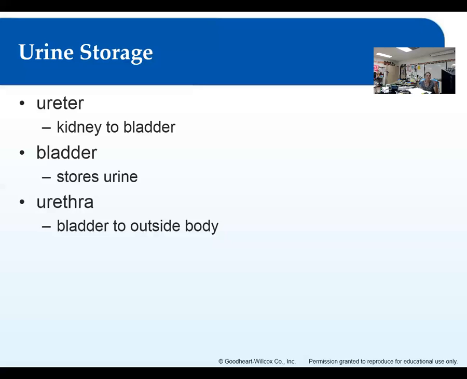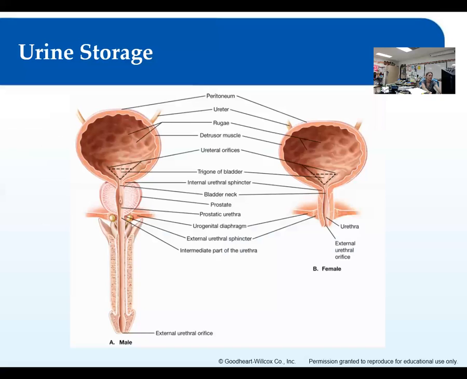There's 3 openings in the bladder. You have 2 ureteric, it sounds weird, orifices. That's where the 2 ureters empty into the bladder. And then you have a urethral opening at the bottom of the bladder. That's for expelling urine. And there's a picture. So these 3 orifices here create what's called the trigone.